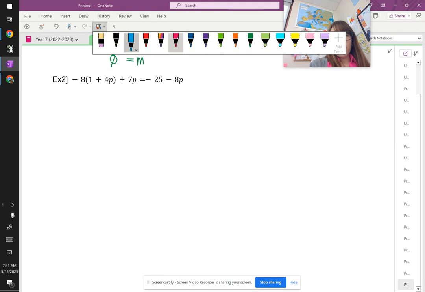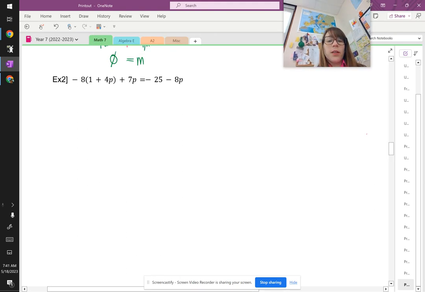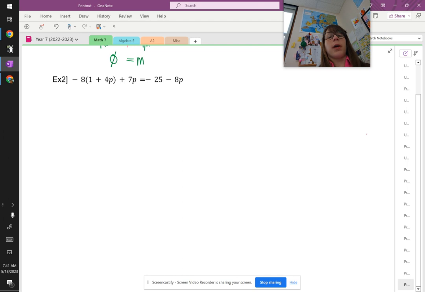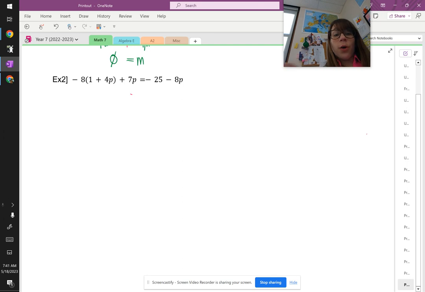Alrighty, up next we have example number 2 here, getting a little bit more complicated. We have some distribution going on. We're using a p variable instead of an x. Oh my gosh. And we have an additional plus 7p over here we're going to have to deal with as well. So as usual, we are first.